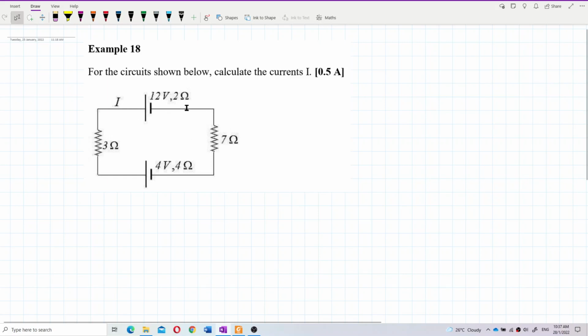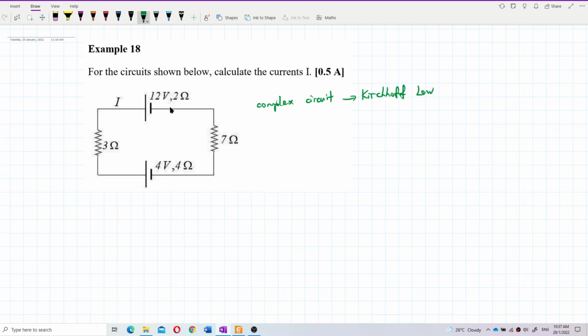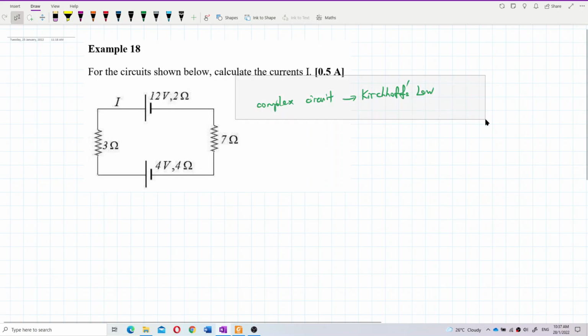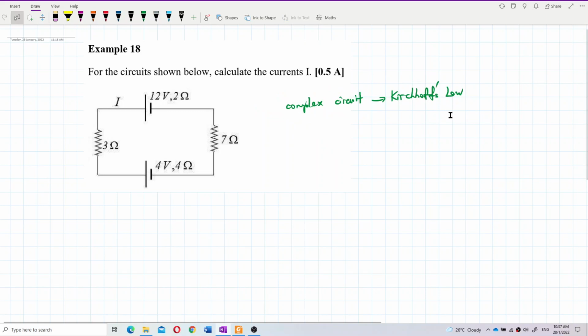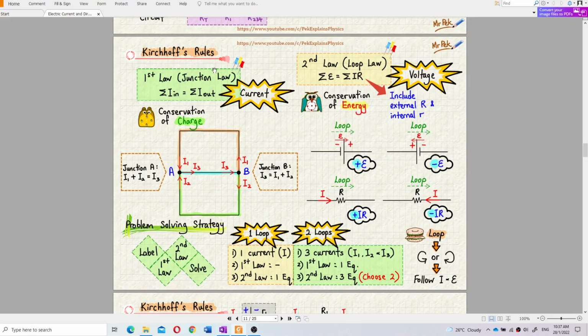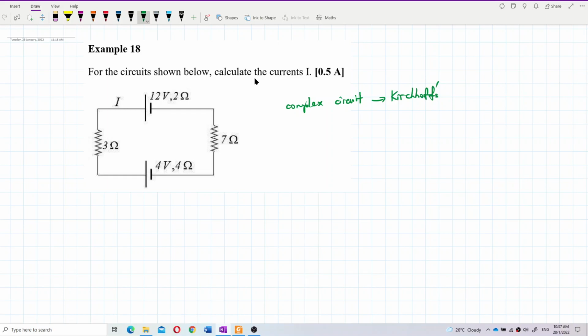So this is considered a complex circuit. For a complex circuit, we need to use Kirchhoff's law or Kirchhoff's rules to solve the question. Because we have two batteries, how are we going to use a normal method? So certainly this is a complex circuit, and we need to use Kirchhoff's rules.